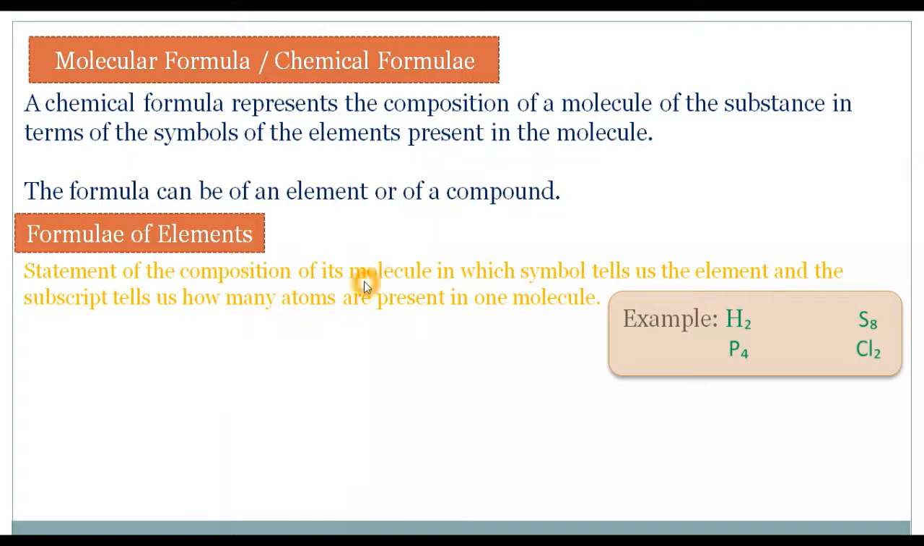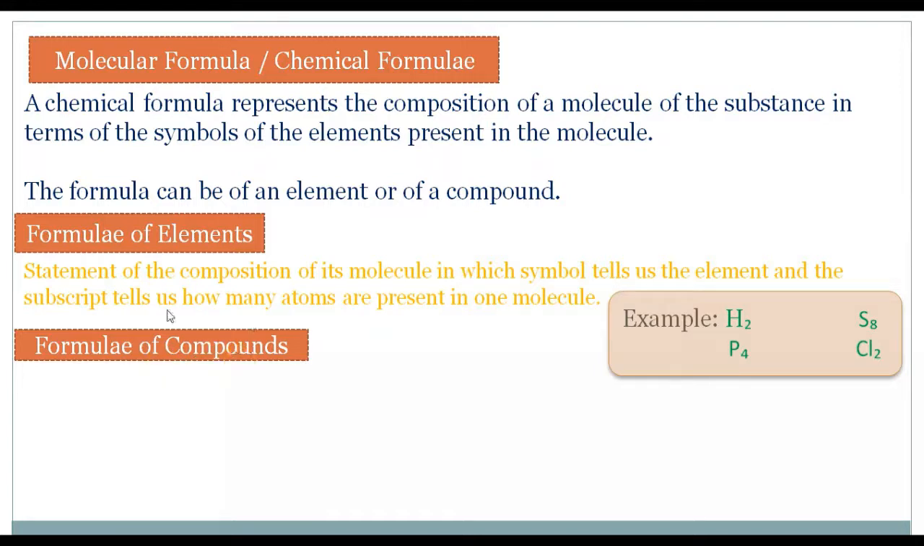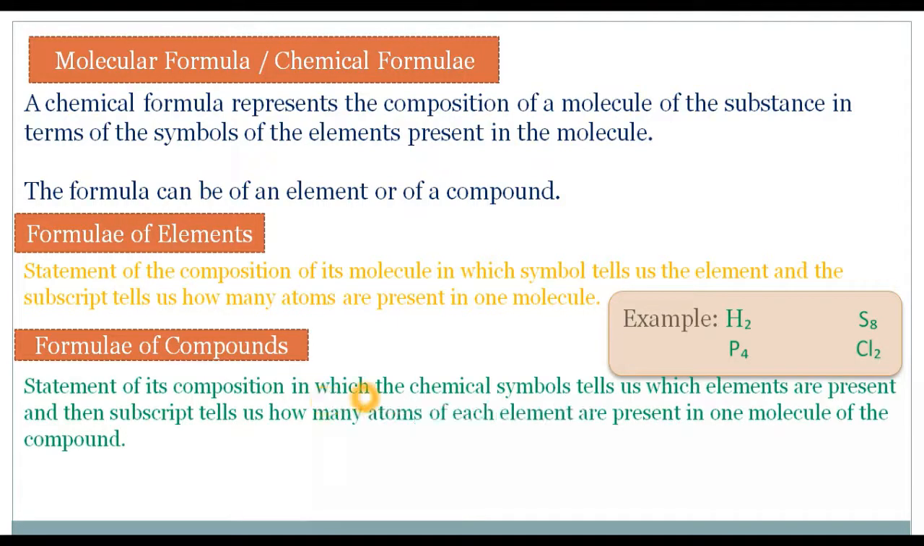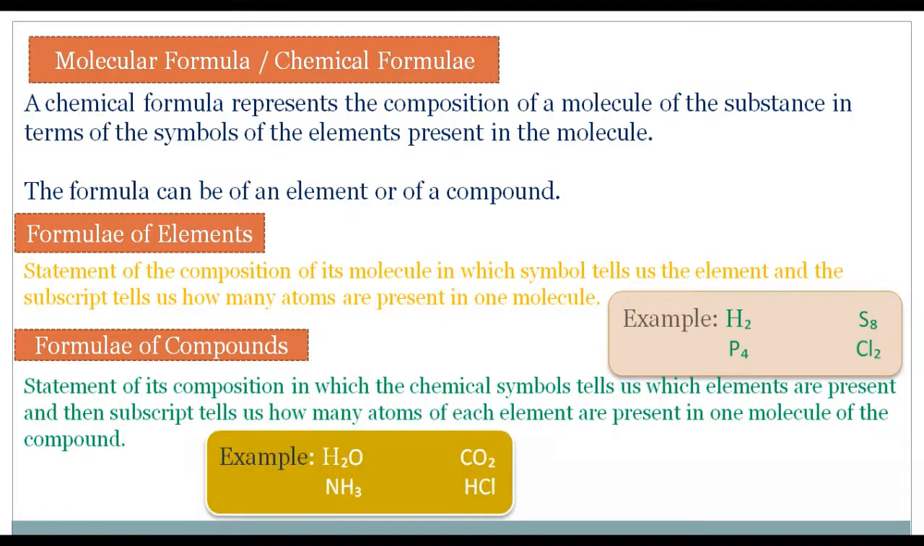Now let's look at the formula of compounds, because we know that a formula can be of an element or a compound. Now what do we mean by formula of compounds? That means where atoms of different elements have been combined. Again, it is a statement of the composition in which the chemical symbols tell us which elements are present, and the subscript tells us how many atoms of each element are present in one molecule of the compound. Again, the same thing: we have to look at the elements which are present in the compound and write down the symbols for them, and then we have to look at how many atoms of each element are present, and that number should be written in the subscript. Let's look at the examples.